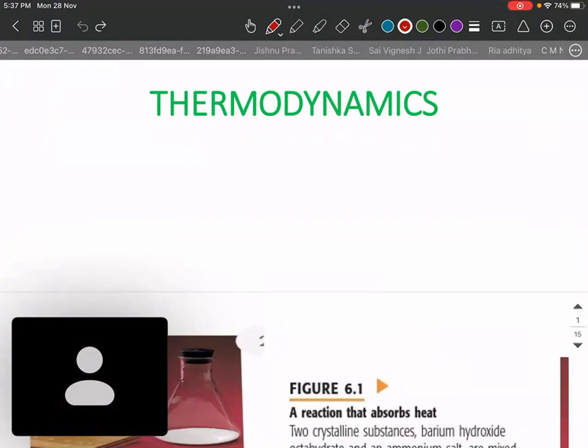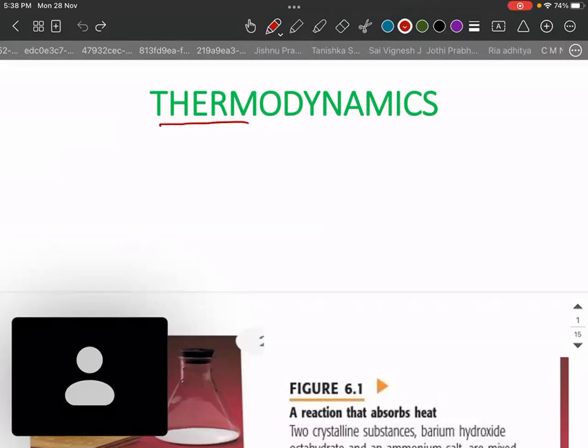Okay, so thermodynamics. Dynamic means movement, thermo means heat. So we are going to study the flow of heat or energy change in this unit. In physics, it is how the engine does the work, so you only calculate the work done by the engine or by the system. But here in chemistry, we are going to calculate the amount of energy transferred, consumed or evolved during the course of a reaction.